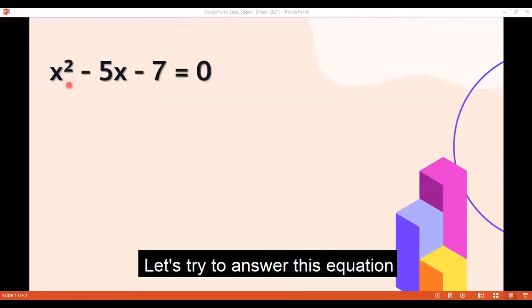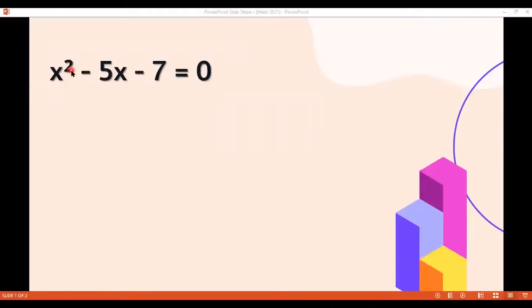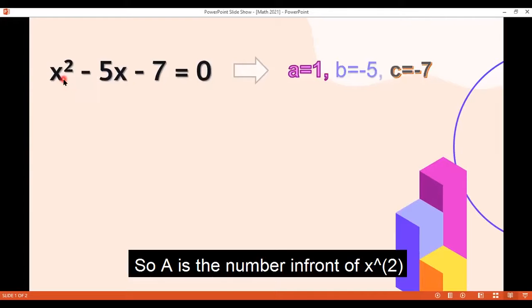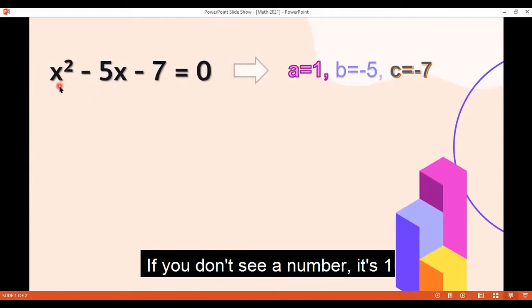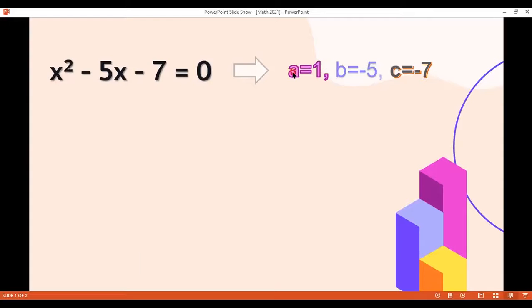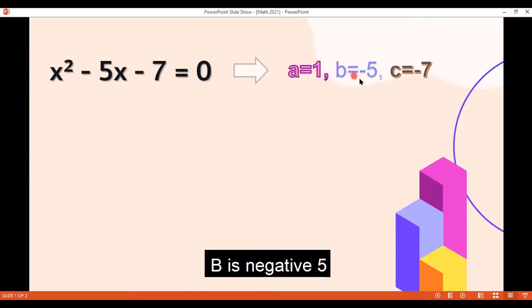Let's try to answer this equation: x squared minus 5x minus 7 equals 0. So a is the number in front of x squared. If you don't see a number, it's 1. So a is 1, b is negative 5, and c is negative 7.